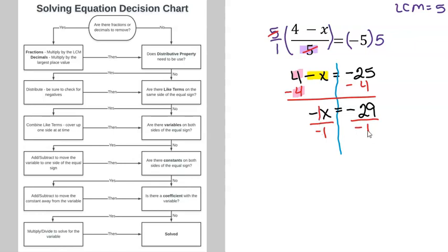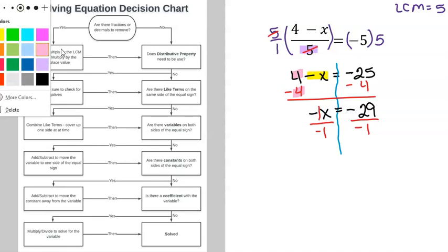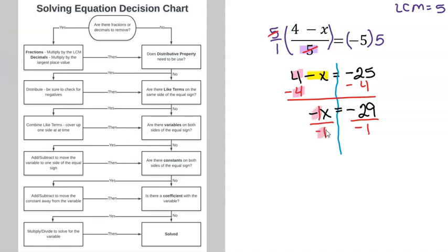So I'm going to divide both sides by negative 1, which will then enable my negative 1's to cancel, leaving me with just x. Now my variable does not have a coefficient other than 1. And again, a negative and a negative gives me a positive. 29 divided by 1 is 29. So x equals 29.